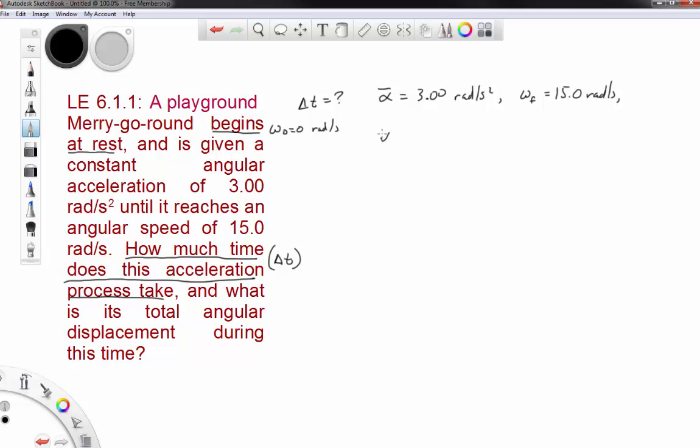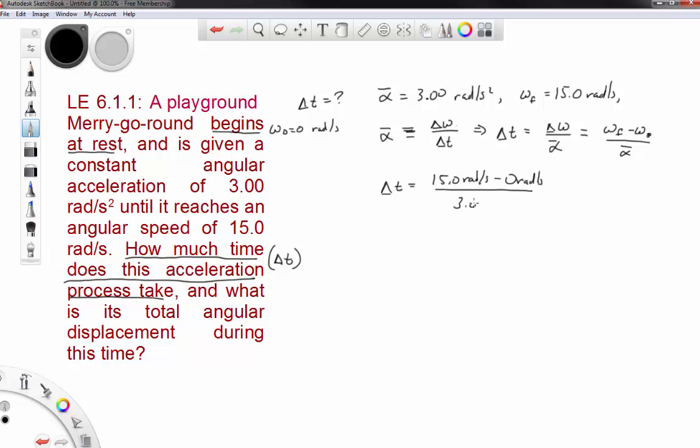In general, the average angular acceleration is defined as the change in angular speed divided by the time. So we can rearrange to solve for this time by solving this equation for time. That's going to be delta omega over alpha, where delta omega is the final minus the initial, divided by this acceleration. So the time that it takes is going to be 15.0 radians per second minus 0 radians per second over 3.00 radians per second squared. That's pretty straightforward. This should give us 5.00 seconds.